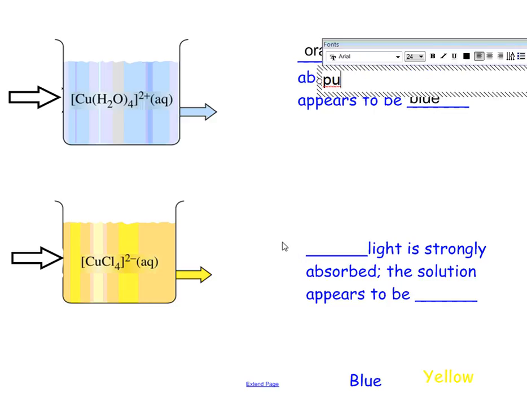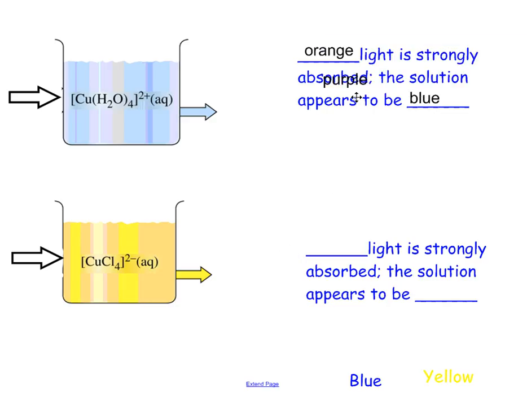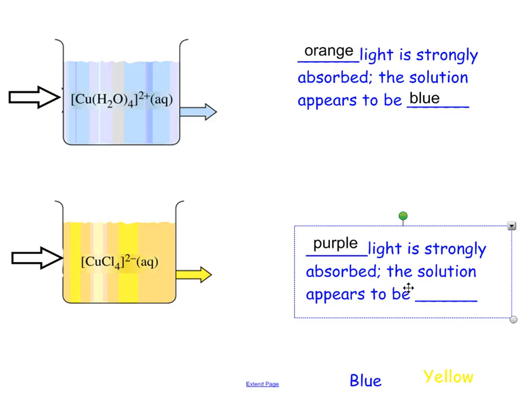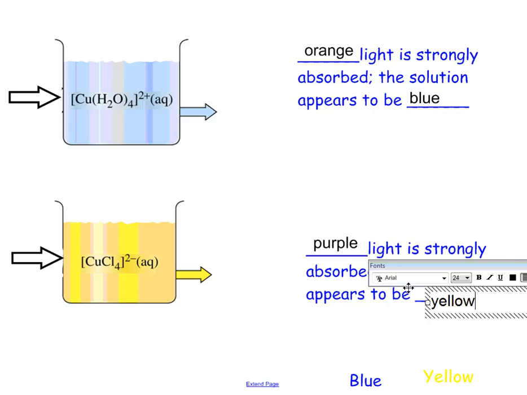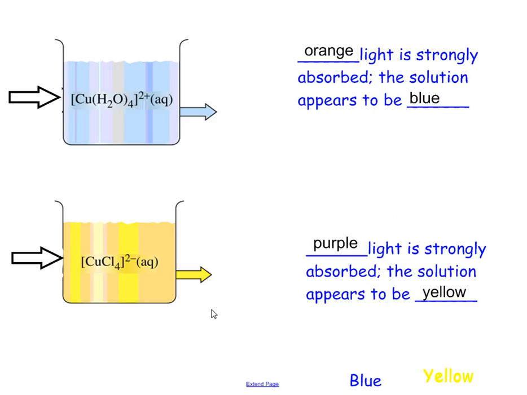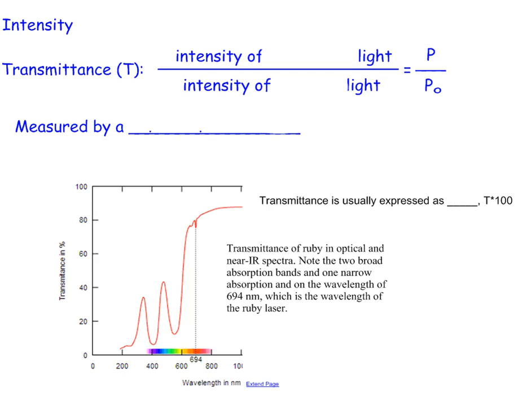If purple light is absorbed, or maybe reds and purples, the solution will appear to be yellow. And you saw that in the little video about the flowers. All right, now I want to get a little more quantitative. So take a break if you have to. Let's take a look at this.